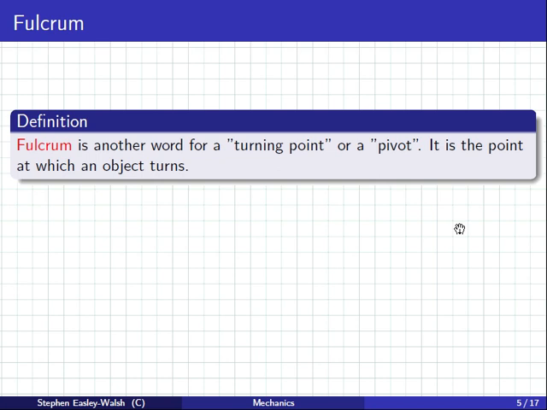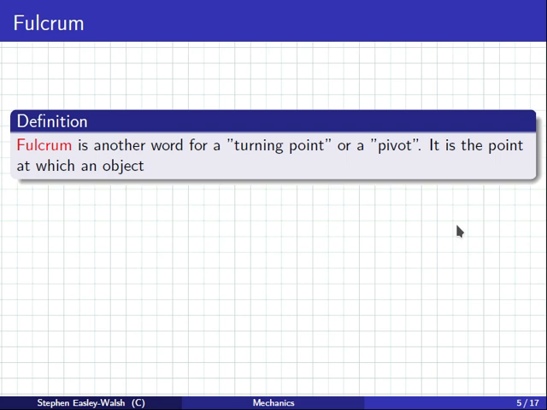So, I'll show you some examples. Here is a fulcrum right here. Look, I even have the arrow from last year where I drew it on the door. This is the fulcrum here, also called the turning point or the pivot, because it's where the door turns at this point. Yeah, that's one example.